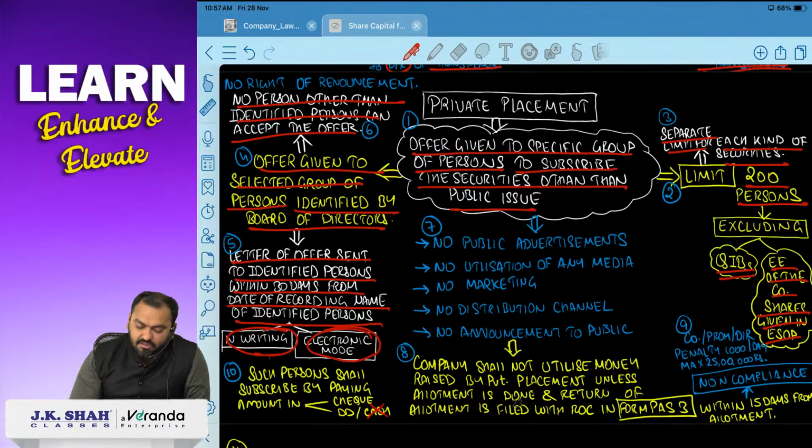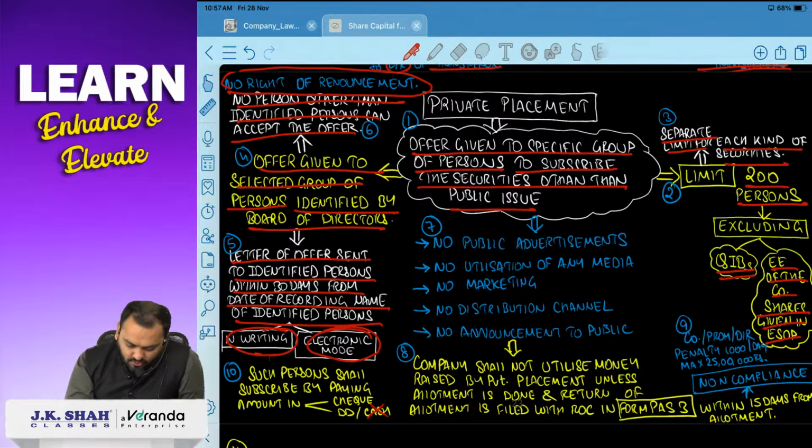Okay. And here, suppose the offer is given to you, you are one of the identified persons, the offer is made to you. Can you renounce this right? Can you renounce this offer? So there is no right of renouncement. What is renouncement? It means you cannot transfer this to anyone else. So in private placement you don't have such a right. Okay, no right of renouncement.